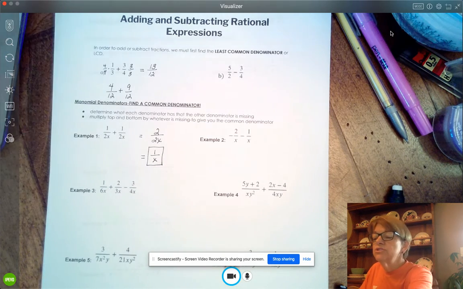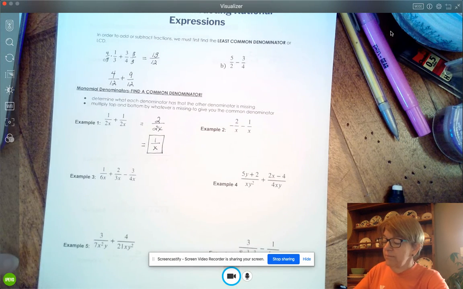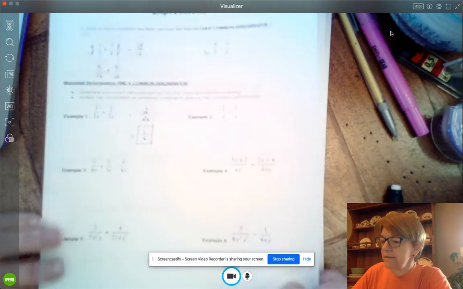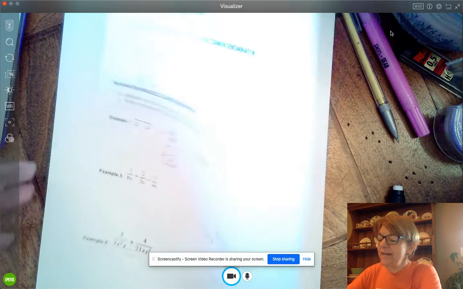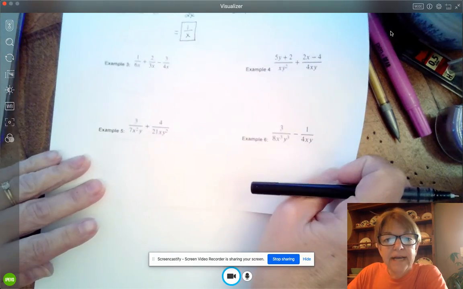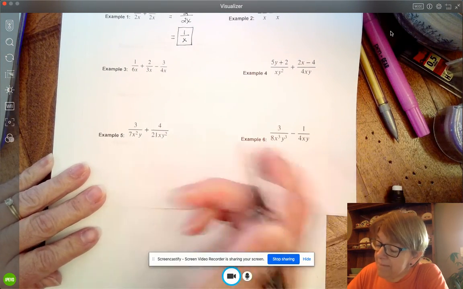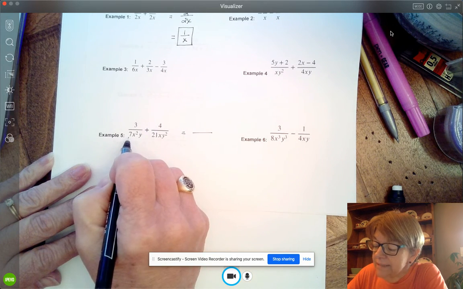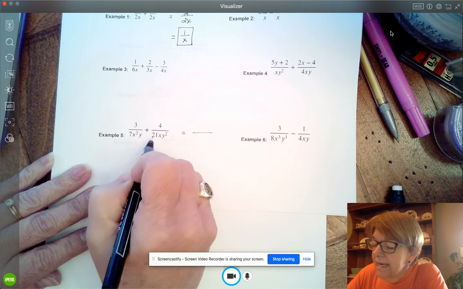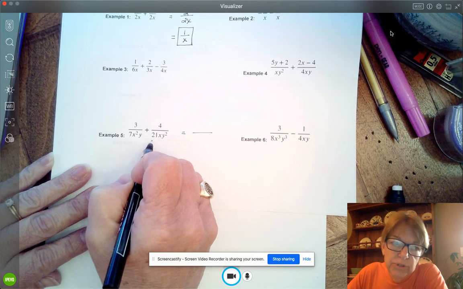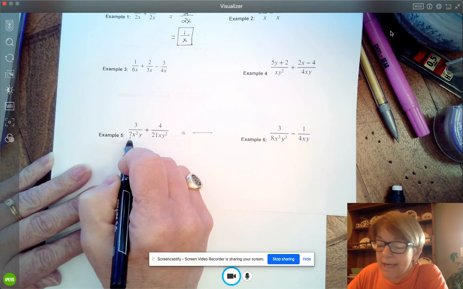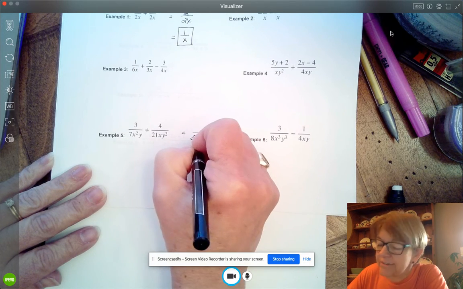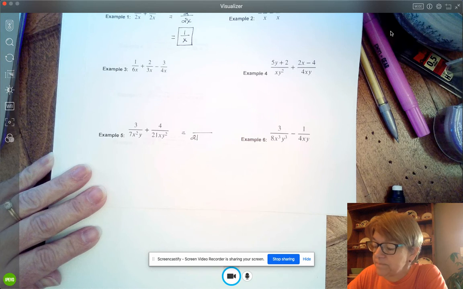Okay? So now I'm going to skip down to example 5. On example 5, I'm looking at my denominator. I have an integer 7. I have 21. Between those two, I can multiply this by 3 to get 21. So I'm going to have a 21 in the denominator.